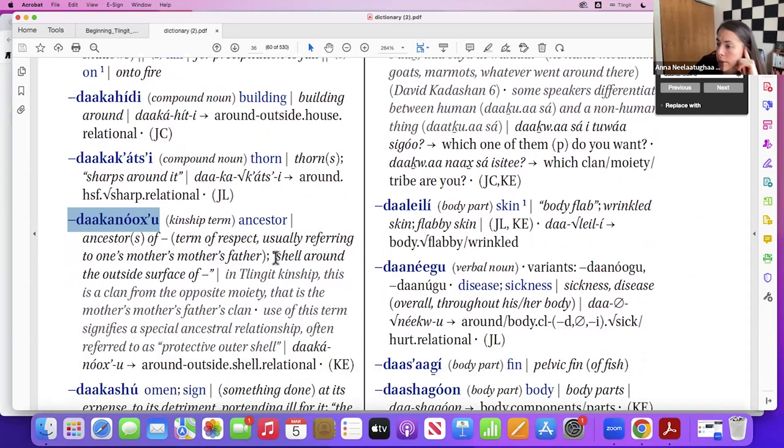Shell around the outside, the surface of. I often hear this paraphrased as my outer shell. Opposite. Okay. In Tlingit kinship, this is a clan from the opposite moiety. That is the mother's father's clan. Protective outer shell.